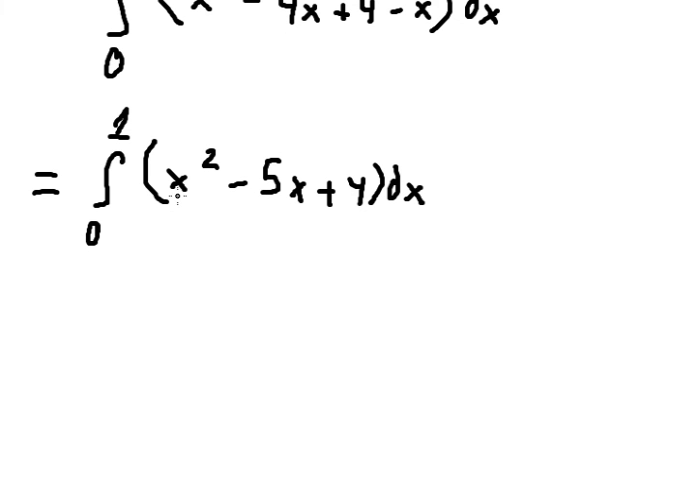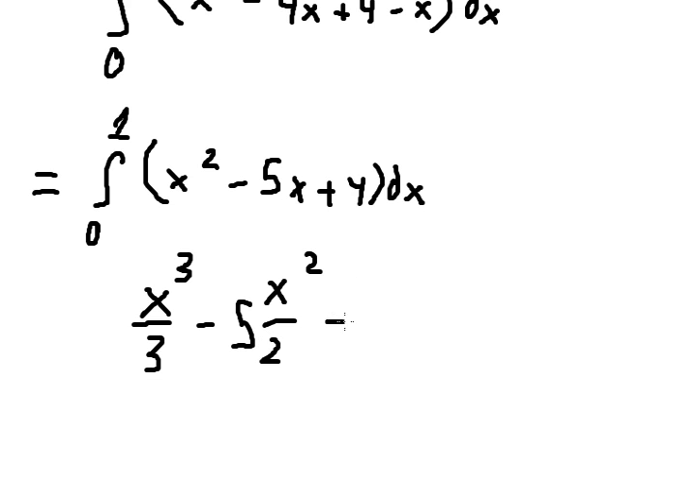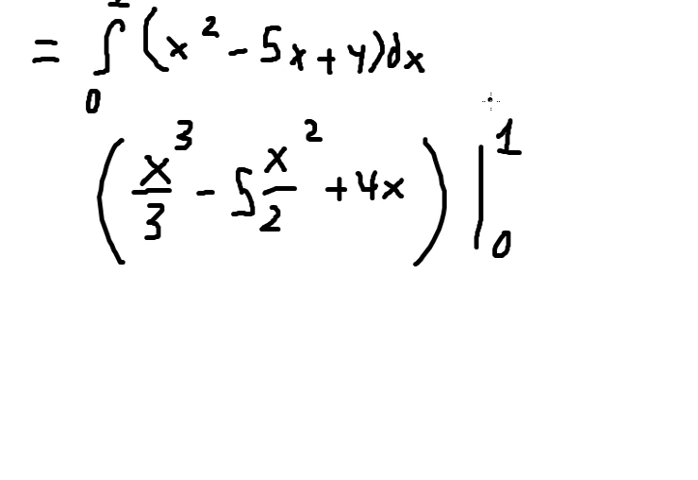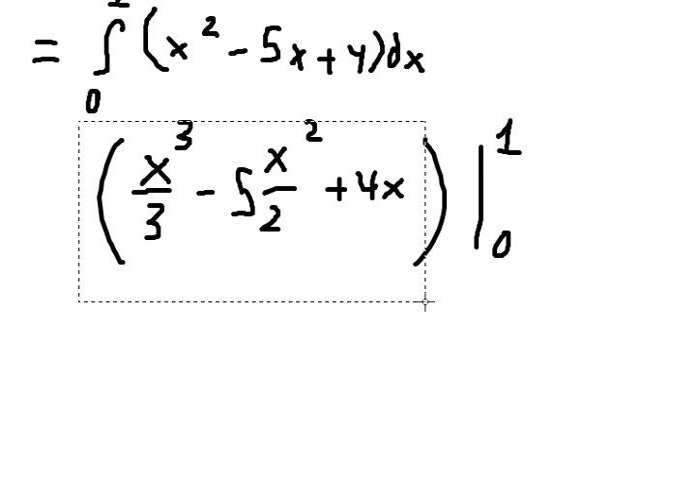The integration of x square, we have x to the power of 3 over 3. This one, we have x square over 2. Number 4, we have 4x. And now I will put the bounds from 0 to 1. So I will put number 1 here, number 0 here. And now we have the final answer.